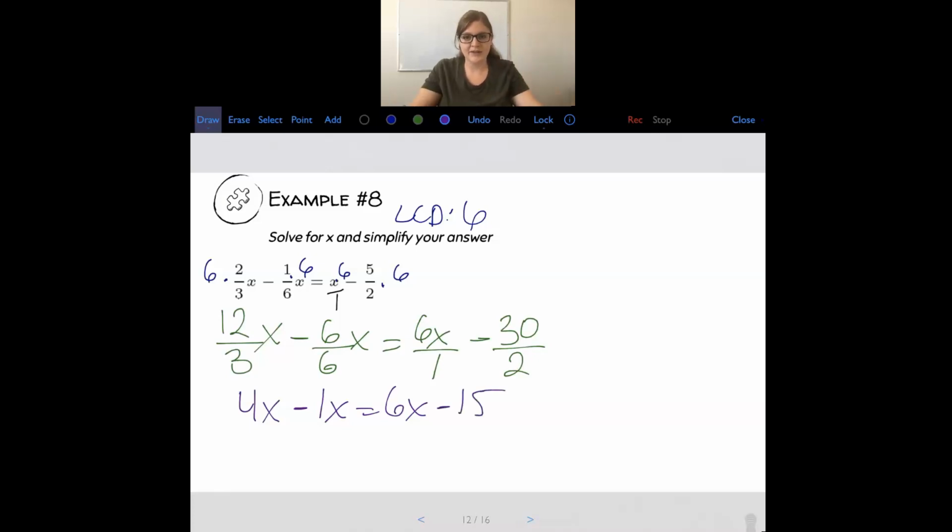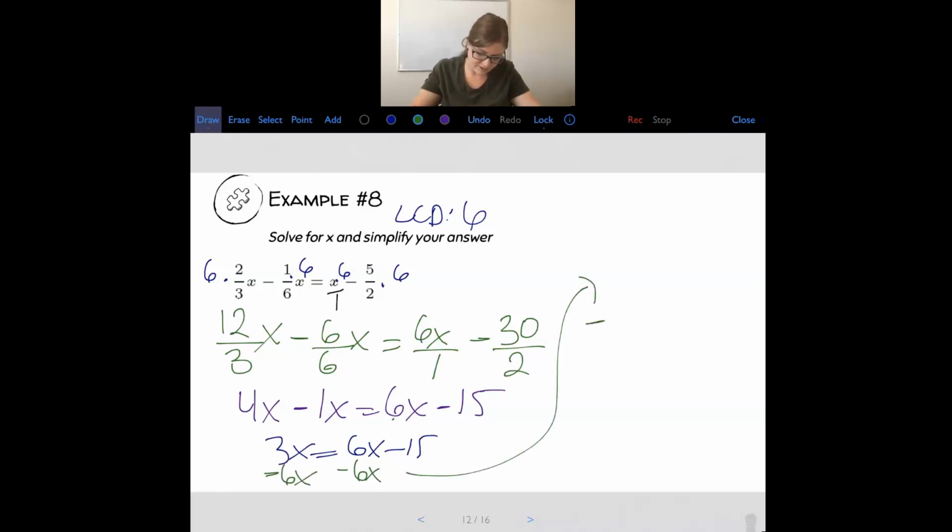So see how multiplying by the least common denominator really simplified it to an equation that didn't have any fractions at all. Okay, and then you would proceed to solve this like we did in the previous problems. So I'm going to move my 6x to the other side. Actually, let me combine the 4x minus x first. So this is 3x equal to 6x minus 15. Okay, and then I'm going to subtract 6x from both sides. So this becomes negative 3x is equal to negative 15.